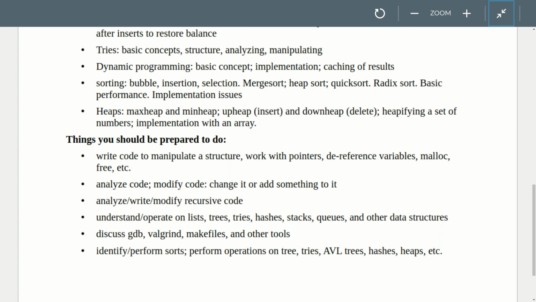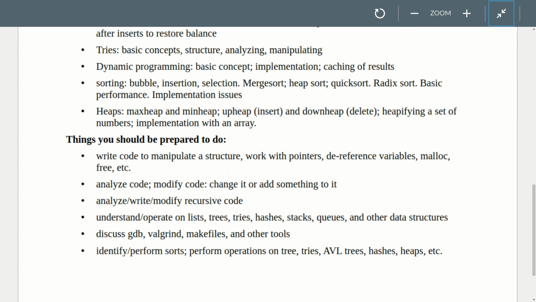Definitely there will be recursive code on there. Everything we've done in trees is recursive. So think about the ideas behind it: what is left node, right traversal? Why do we write it like this, and to some degree, how does that work? So lists, trees, tries, hashes, stacks, queues, other data structures, all the things we've talked about.